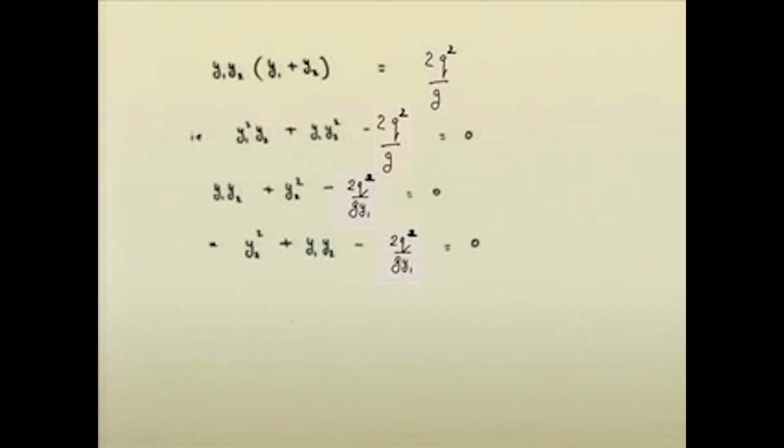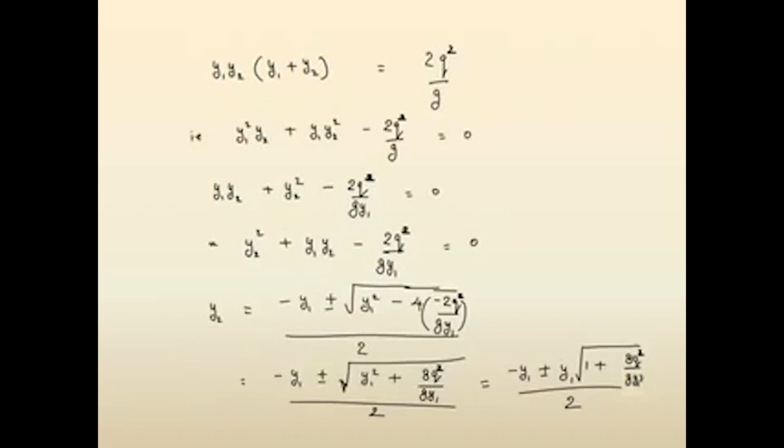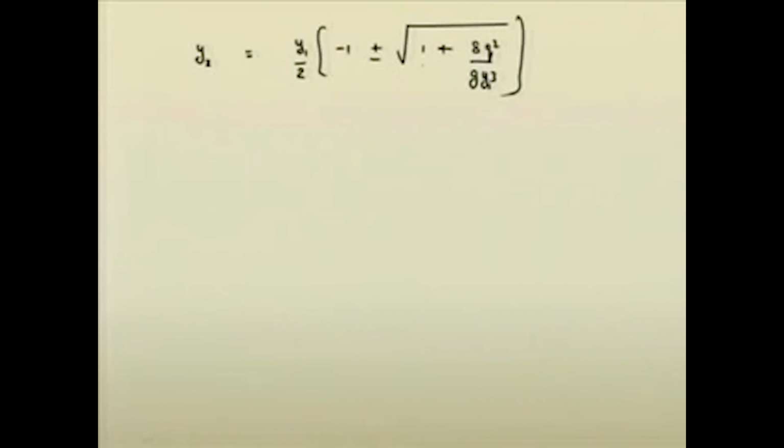You use your mathematics principles and you will get the solution for this quadratic equation. Y 2 is equal to minus y 1 plus or minus y 1 times root of 1 plus 8 q square by g y 1 cube, all divided by 2. Like this, this portion can be written. From that, I will be getting it in the following form. I can write it easily in this form.